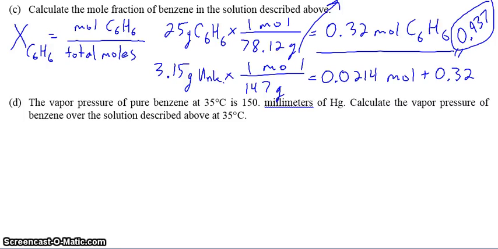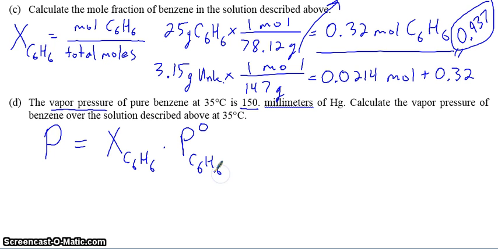Now they're asking us to use this mole fraction to get the vapor pressure of benzene. So a quick little vapor pressure problem, not too bad. Vapor pressure of pure benzene is 150 at 35 degrees C. We want to know the vapor pressure of the solution itself. The equation is this: vapor pressure at a certain temperature is equal to the mole fraction of benzene, C6H6, times the original vapor pressure of that benzene, C6H6. It's as simple as taking the original vapor pressure multiplied by the mole fraction.